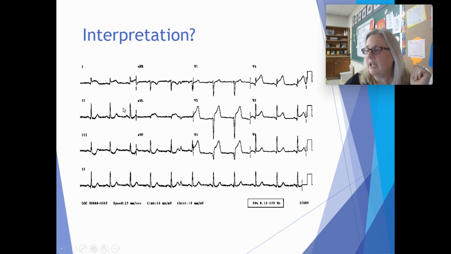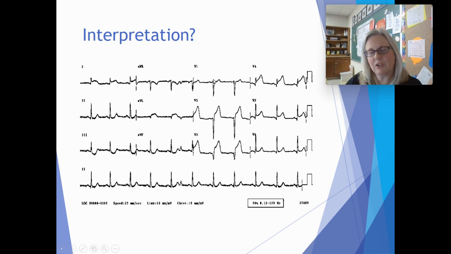Okay. In 2, 3 and AVF, there's a little bit of depression happening here, and it almost looks like digitalis. I don't know what that looks like from last class. Digoxin can cause that slurring, but if it's not digitalis, then it's definitely depression. So that makes sense. It's a reciprocal, right? Across the top, across the bottom. If one's elevated, the other one should be depressed.